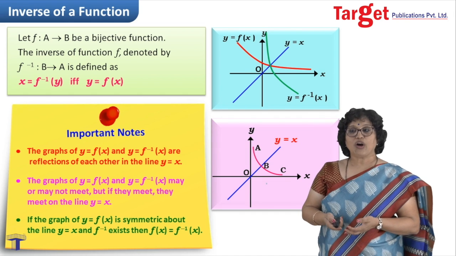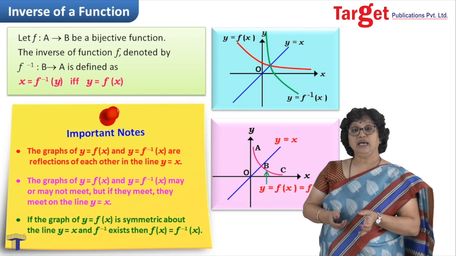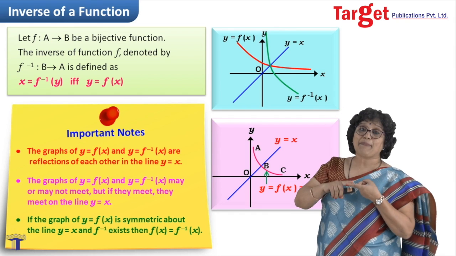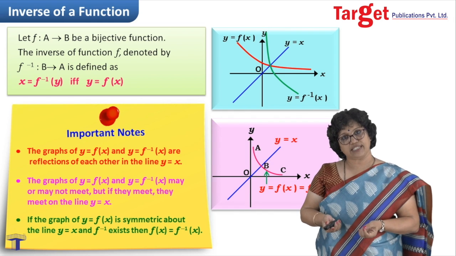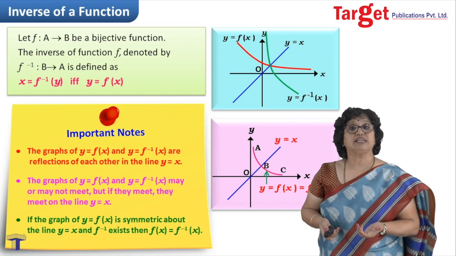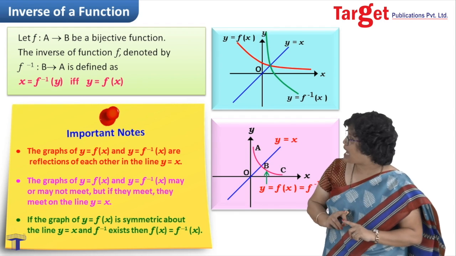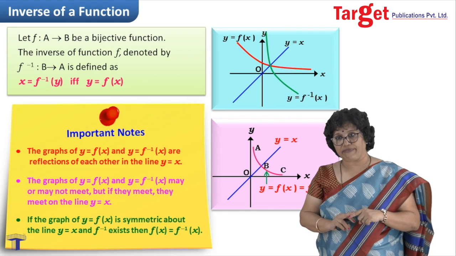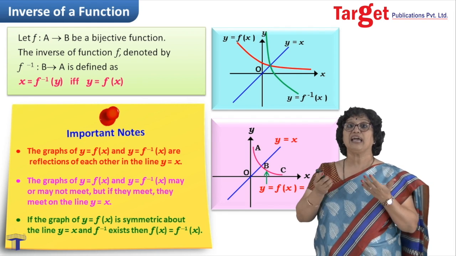And so, what will happen? The curve which I have drawn for y equal to f(x), and even if I draw the curve y equal to f inverse x, they would overlap each other. So the graph of y equal to f(x) and the graph of y equal to f inverse x do not differ from each other. They are just the same. So f(x) equals f inverse x. I hope everybody understood what I said: whenever the graph of y equal to f(x) is symmetric about the line y equal to x, and if f inverse exists, then f(x) would be the same as f inverse x.